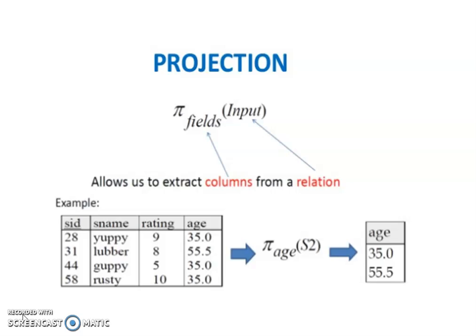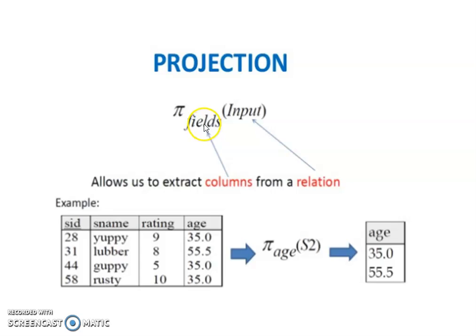Now the next type is projection. This is also a unary operator like the selection operator. The subset of the relation based on the specified condition is created by this operator. It considers only selected columns from the relation, giving a vertical subset of that relation. It is denoted as follows: pi, fields and input. Pi is the symbol used for projection, and input is the relation for the specified fields.